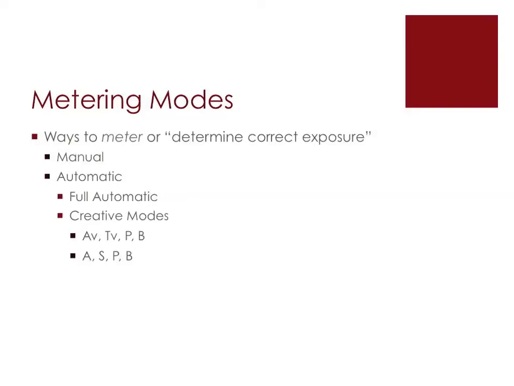Then there are creative auto modes, which for Canon are Av, Tv, P, and B. Av stands for aperture priority, Tv stands for shutter priority, I don't know why. P stands for program mode, and B stands for bulb. And then A, S, P, M for Nikon, which correspond to the exact same things. We will go over what each of those means.